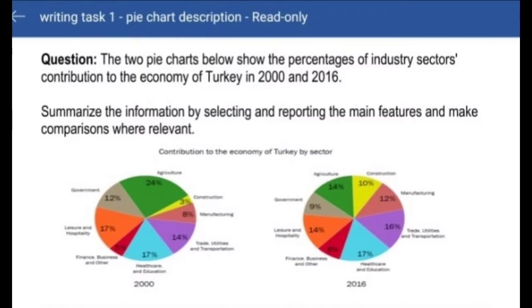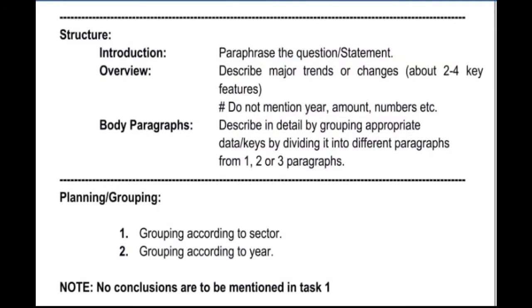That means with minimum at least 150, but try avoiding writing more than 200 because you may lose marks. You're not writing an essay, you're just describing an image. So you need to make sure that it is within that word limit. So now we've got a few features that we can write. This will be your planning stage, and next we will move to how to write the answer.